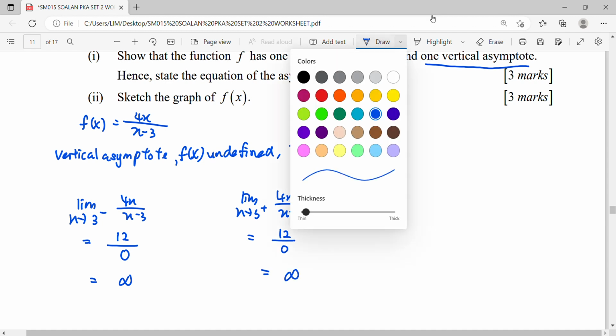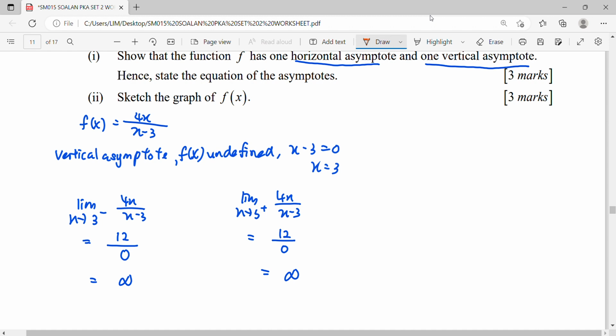Positively or negatively, you have to do your test value. For 3 from the left hand side, you're going to test 2.99. So this one is negative, so your infinity here will be negative infinity, right? For 3 from the right hand side, we are going to test 3.01. So this one is positive, 0 point something. Positive over positive, positive infinity. So from here, we managed to prove that x equals 3 is a vertical asymptote.